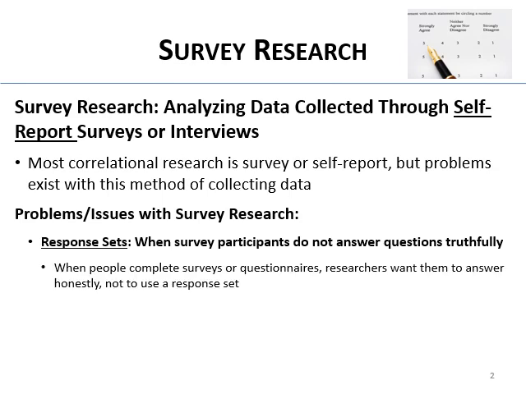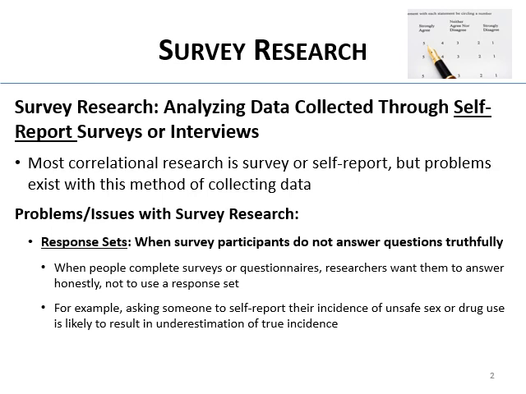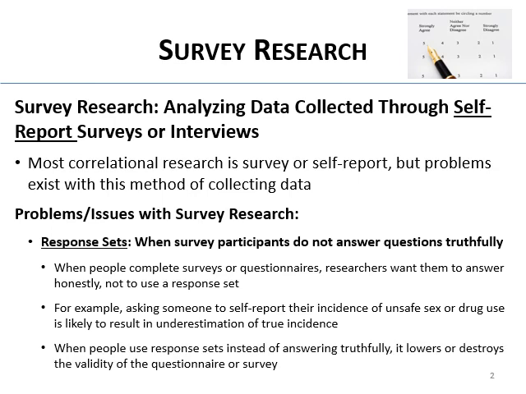So when people complete the survey or questionnaires, you want them on your dissertation to be honest, not use one of these response sets. So, for example, let's say you're doing a study where you're asking folks to report their incidents of unsafe sexual practices or drug use. Folks are probably going to lie, if anything. They're probably going to underestimate those things, right? Unless they feel very, very safe or it's anonymous.